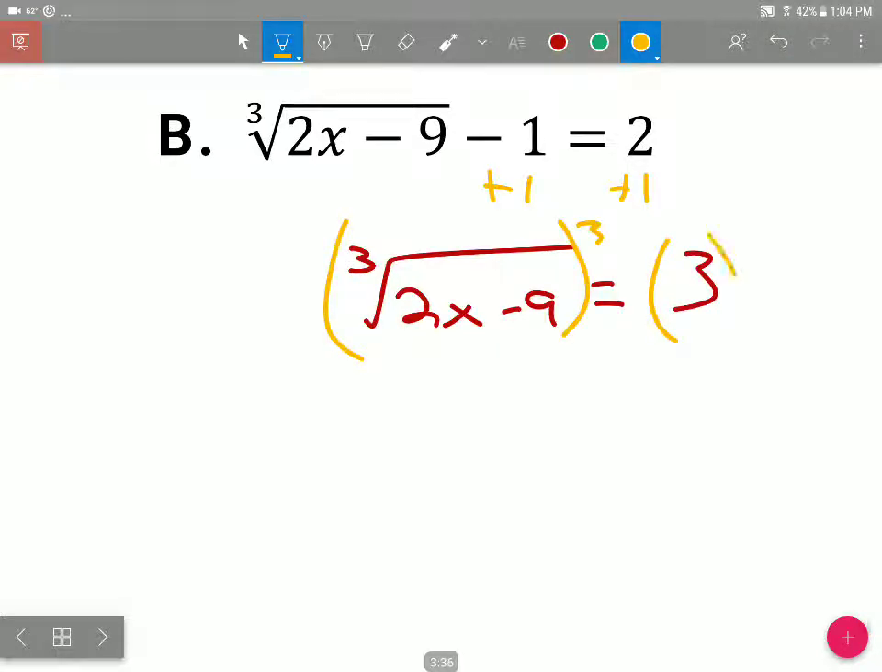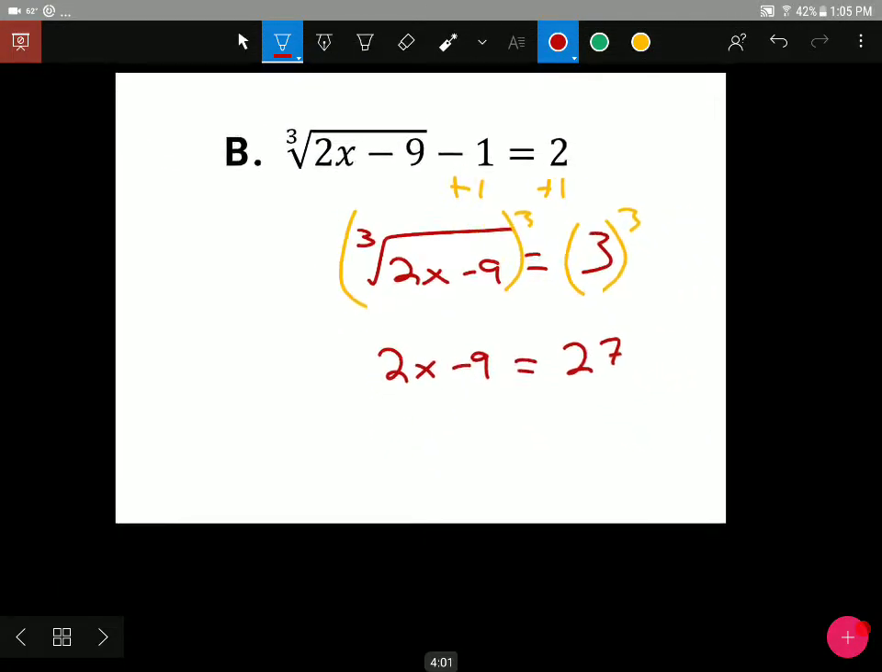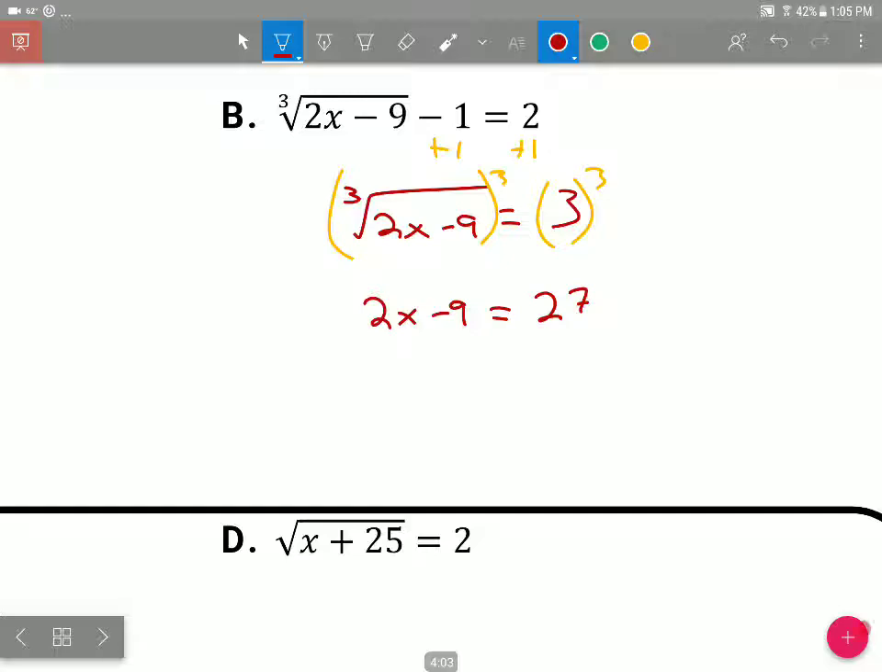The third power. Powers and roots are opposites of each other. So they cancel each other out. Just like you square it to get rid of a square root, you raise it to the third to get rid of a third root, you raise it to the fourth to get rid of a fourth root, and so forth. So you got 2x minus 9 equals, what's 3 times 3 times 3? 27. You got to do it 3 times. And from here, hopefully you know what to do. What are you going to do? Add 9, so 2x equals 36. Then what? Divide by 2, so x equals 18. Good.